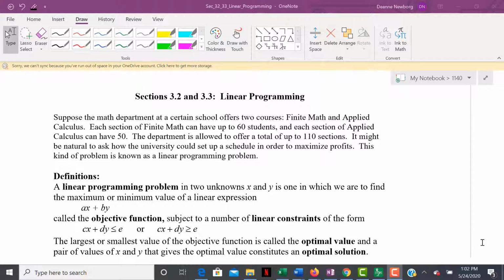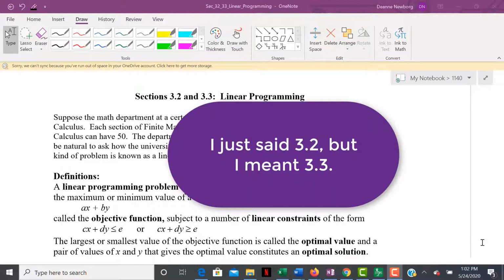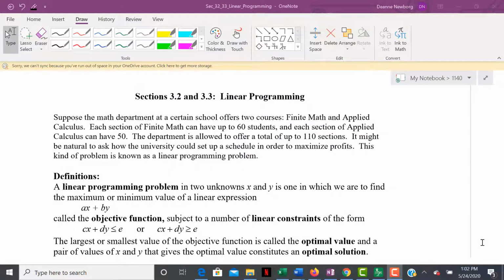In 3.2, once we have the feasible region, we'll be finding what we're calling the corner points of the feasible region and then testing them in something called an objective function, which we'll talk about shortly. So let's look at this introductory example.